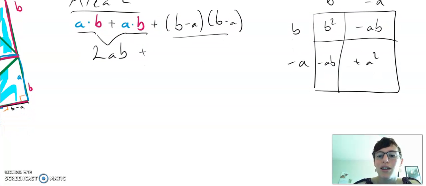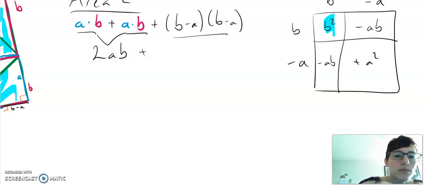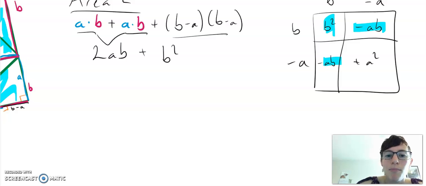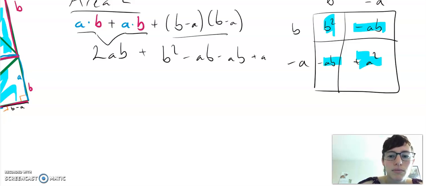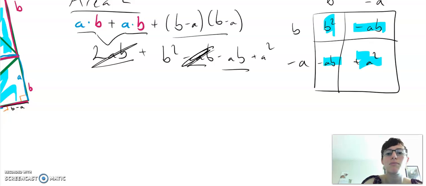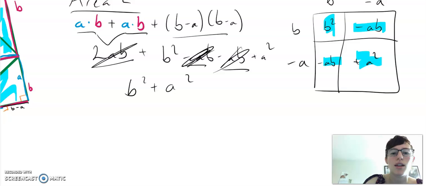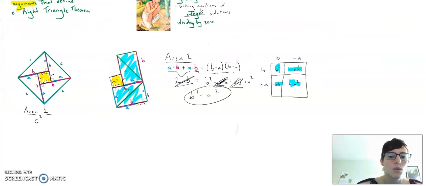So all together I have b squared, and then we have minus ab, minus ab, and we have plus a squared. Okay, minus ab minus ab plus 2ab, all of these cancel out. We're left with b squared plus a squared. Whoa! Well, well, well.